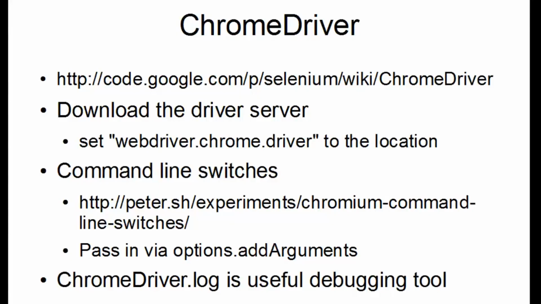Next up is a ChromeDriver. ChromeDriver you can find on the wiki. We download the driver.exe, typically ChromeDriver.exe, put that somewhere on our drive in the path if you want to. We tell WebDriver where it is through the use of the webdriver.chrome.driver environment property. Then, if you need to, you can control Chrome through the adding of the arguments at the command line switches. ChromeDriver will produce a log when it's running, which can act as a useful debugging tool.